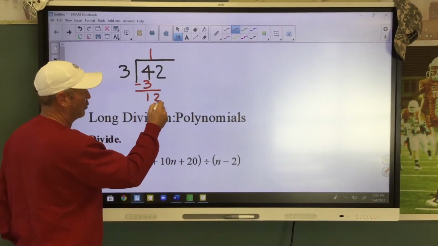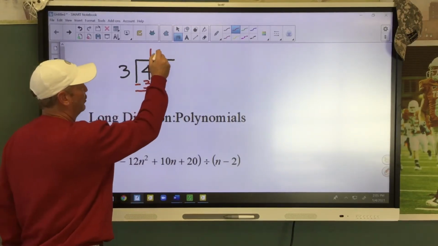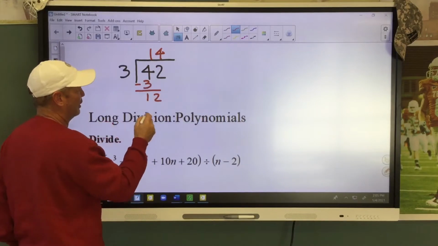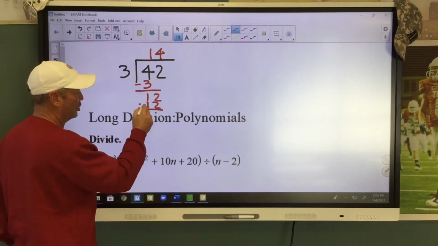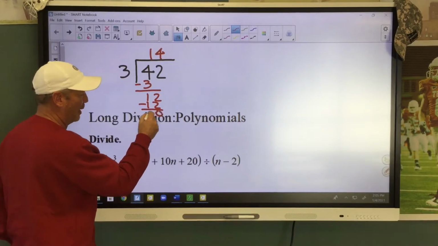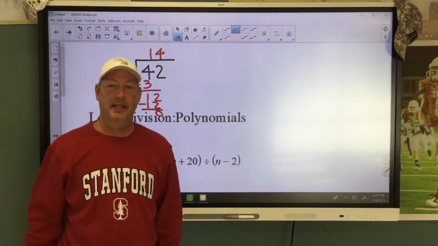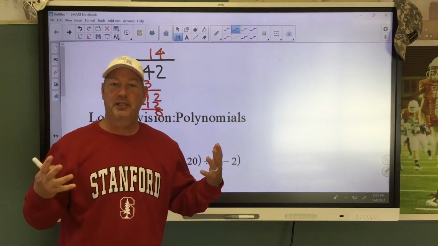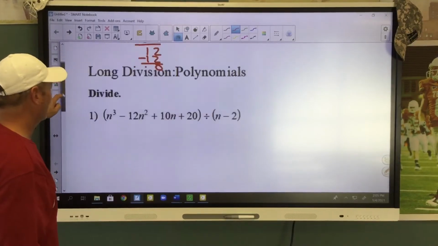You bring down the 2, and then you would say, how many times will 3 go into 12? And you're going to say 4. Then you're going to say that is 12, and then you're going to draw a line, change the sign, and your remainder would be 0. Okay? That's how you did it in elementary school. And we're going to do it the exact same way right now. Okay? So look when we get into this.